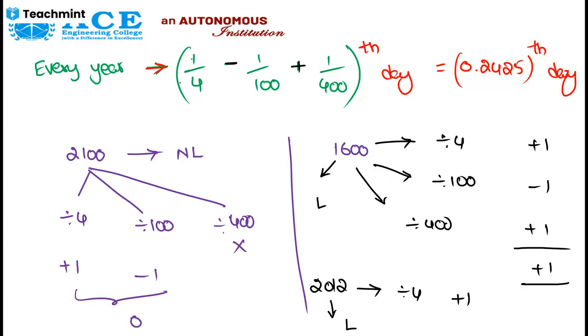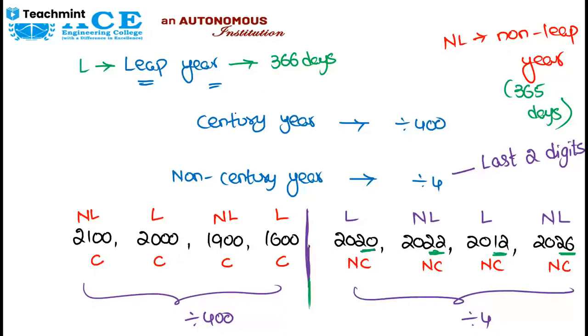It's not 1 by 4th of the day. If you want the precise, accurate value, you may search in Google, you get 0.2425. If you expand it, this is what it actually is internally. Mathematically, a century year divisible by 400, or a non-century year divisible by 4, is a leap year; if not, it's a non-leap year. Simple, right?